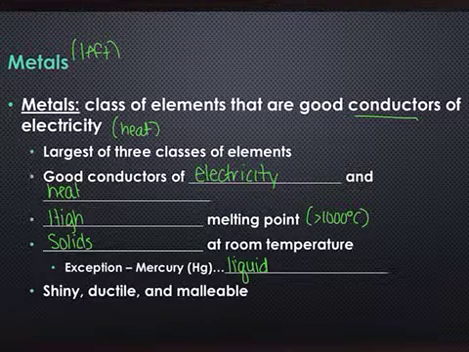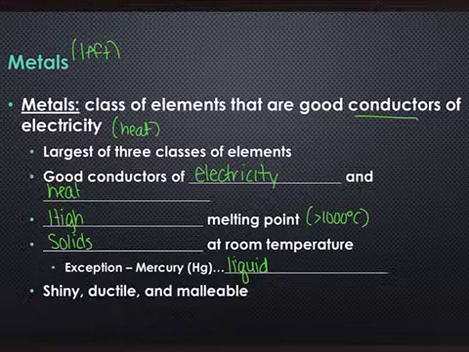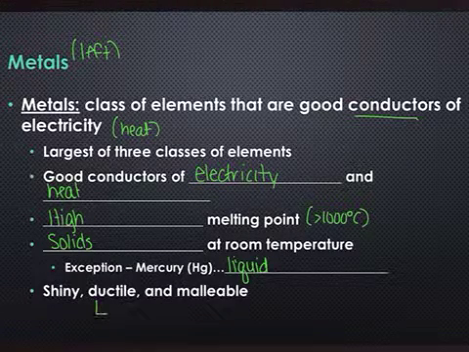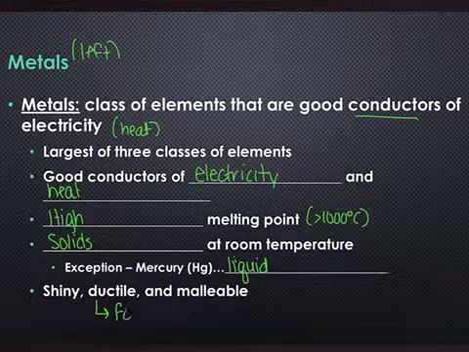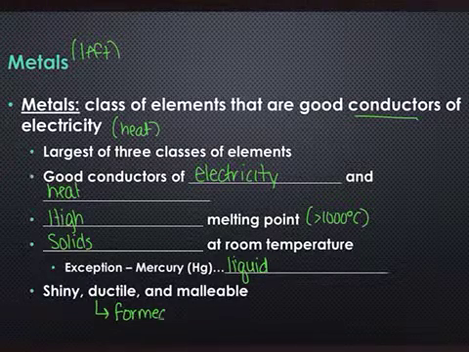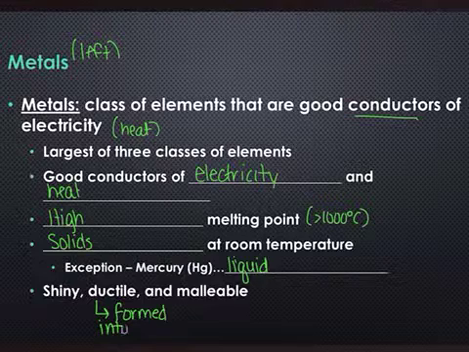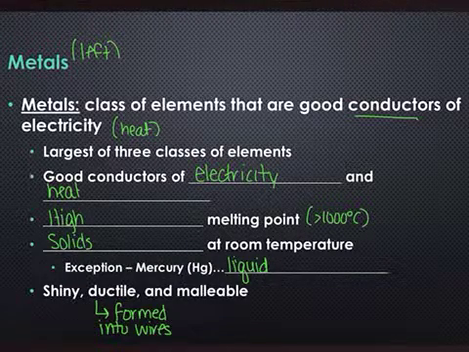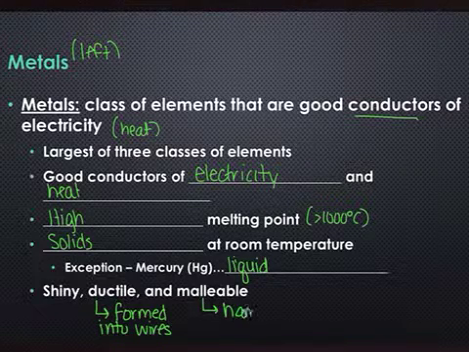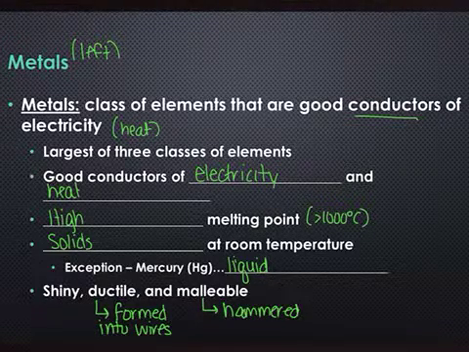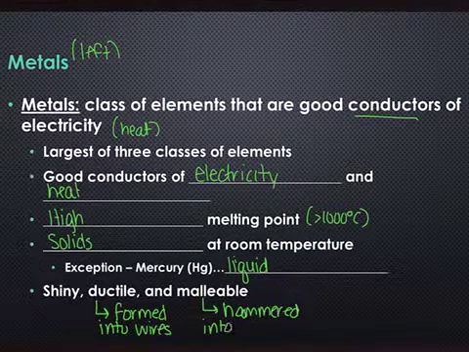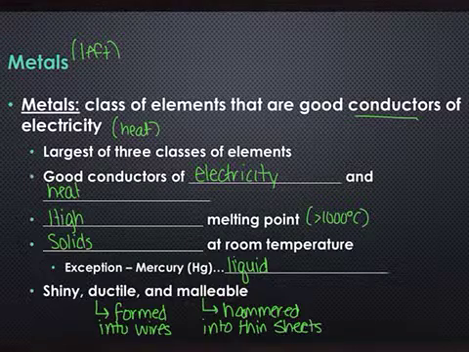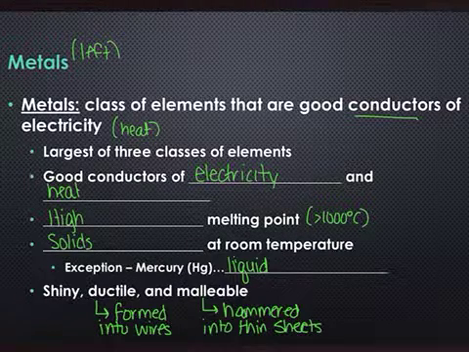Other characteristics of metals is that they are shiny, they're ductile, and malleable. And so ductile means they can be formed into wires. And malleable means that they can be hammered into thin sheets. So think like aluminum foil there. It's very thin.